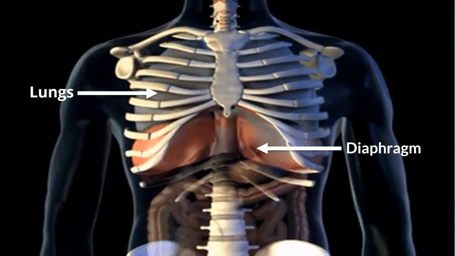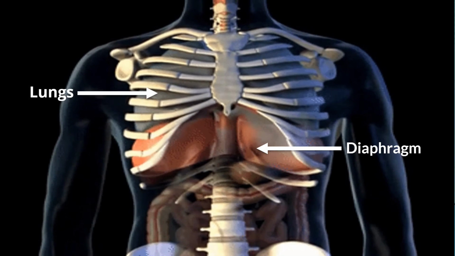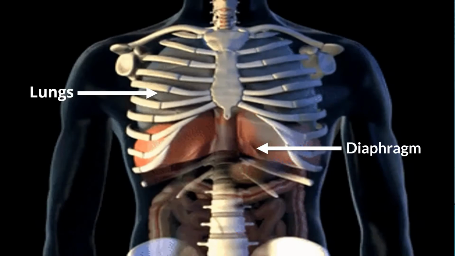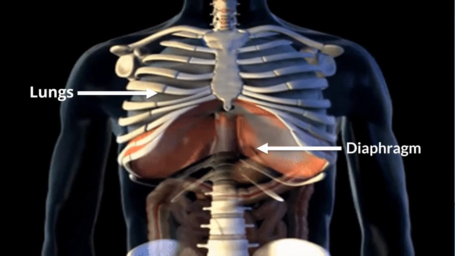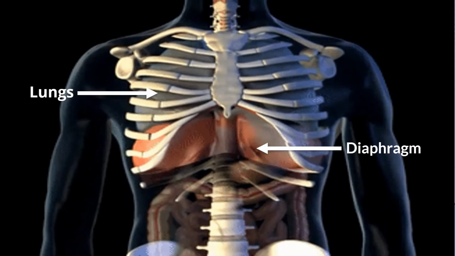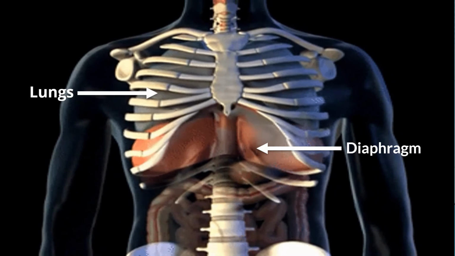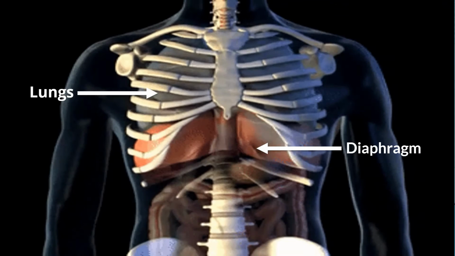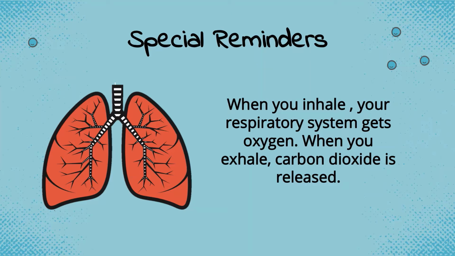When you breathe out or exhale, the diaphragm muscle relaxes. The diaphragm and ribs return to their original place. The chest cavity returns to its original size. There is now less space and greater air pressure inside the lungs. It pushes the air outside where there is lower air pressure. The key concept for this is that when you inhale, your respiratory system gets oxygen, and when you exhale, carbon dioxide is released.